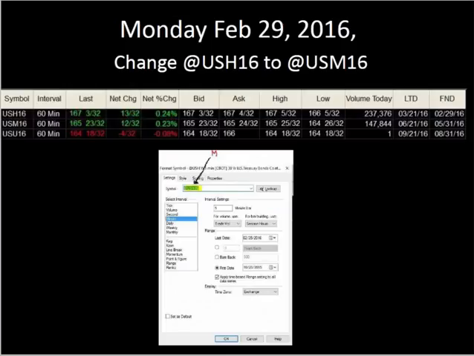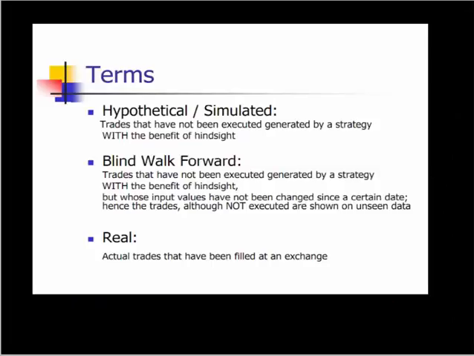Okay, let me move back here a little bit. We jumped ahead. The next thing, of course, are real results. These are actual trades that have been filled in an exchange. And nothing can give you slippage except for real results. So once you trade for real something, you'll get the slippage numbers. You can compare them to the ones I put into the report and adjust them accordingly.